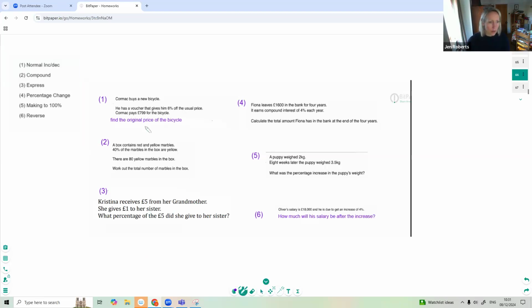Okay, so this one. Cormac buys a new bicycle. There's a voucher that gives him 6% off the usual price. Cormac pays £799 for the bicycle. Find the original price. This is a reverse question. We're working out the original price. I'm not going to work it out yet. I'll come back and do that after.